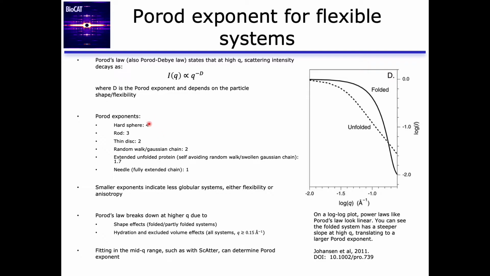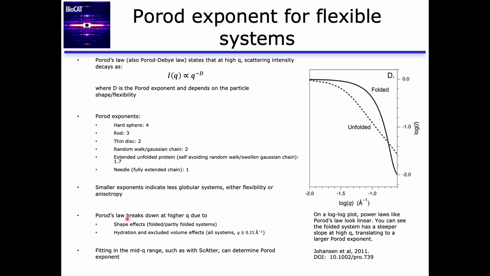And so you can see as we go down this list, as we get smaller and smaller exponents, we're getting less globular systems, which indicates either flexibility in the case of these random walks or self-avoiding random walks, or anisotropy in the case of these rods or discs or needles. And so if you have a Porod exponent that's lower than 4, it can be indicative of flexibility.